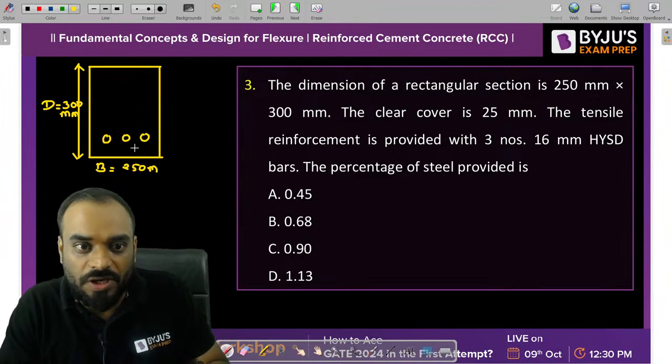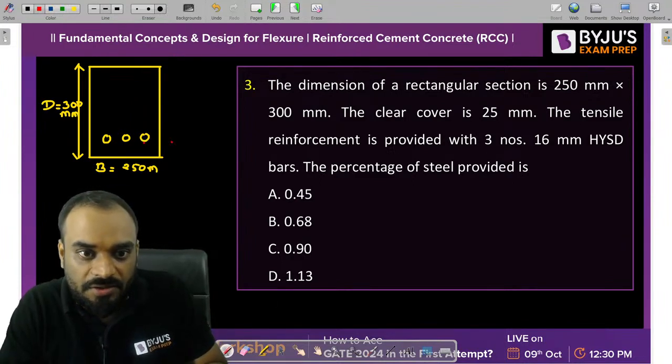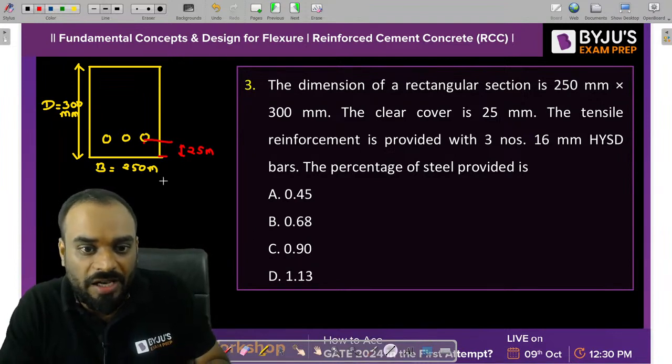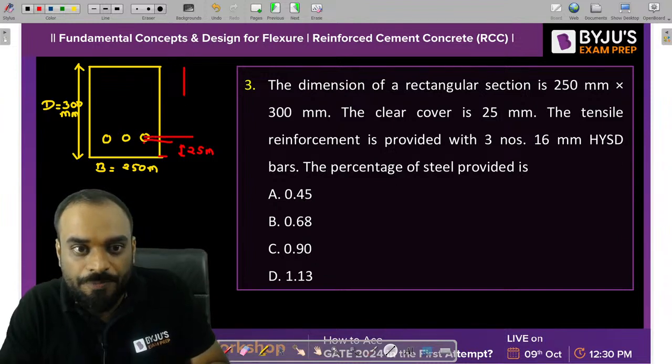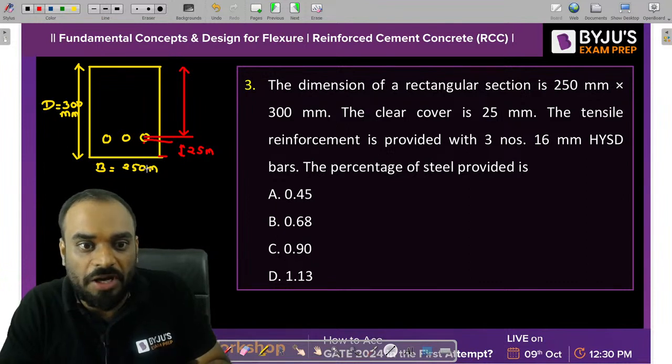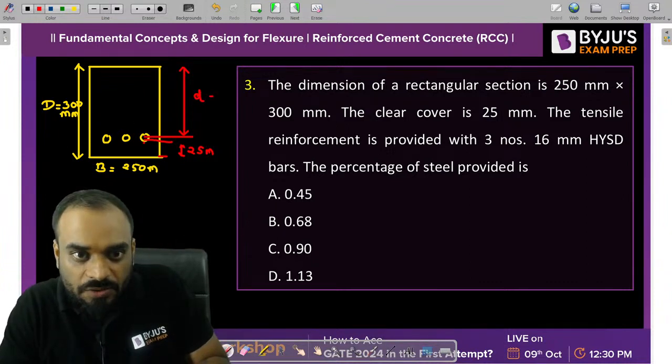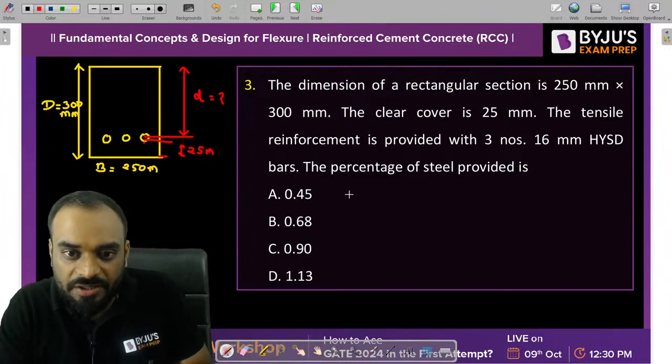Now you can see here, guys, the clear cover, which is this one, it is given as 25 mm. Okay, sir. But I have to find the value of effective depth, which is the distance of this top fiber to the centroid of the reinforcement. d is equal to how much? So let's calculate the d value.